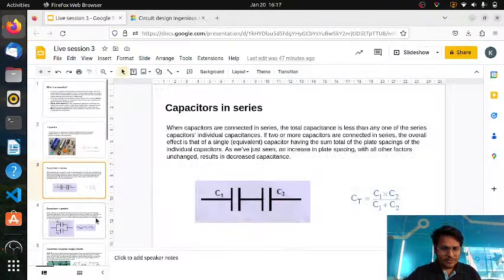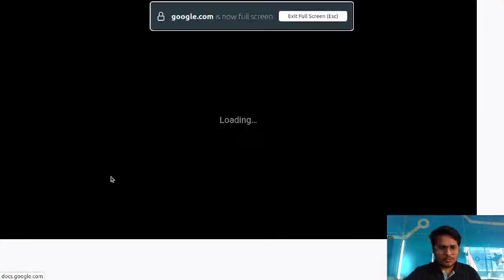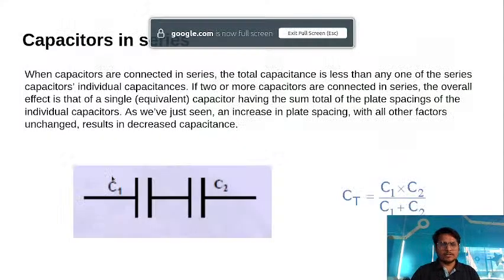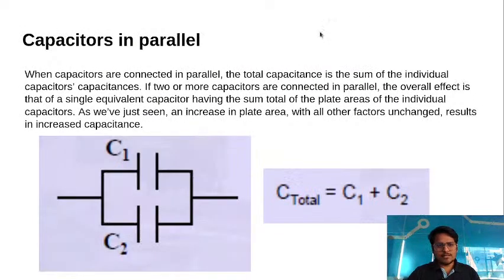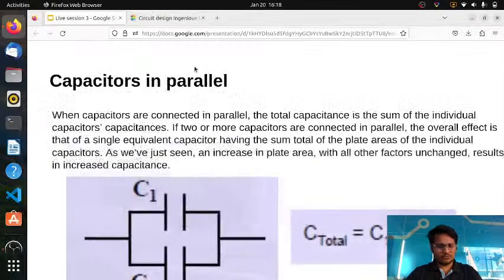Now moving on. Okay, so we have learned about the series connection of the capacitors. Next is capacitors in parallel. When capacitors are connected in parallel, the total capacitance is the sum of the individual capacitances. So this is very simple. Here you can see, let's say you have connected two capacitors. The total capacitance will be C1 plus C2.